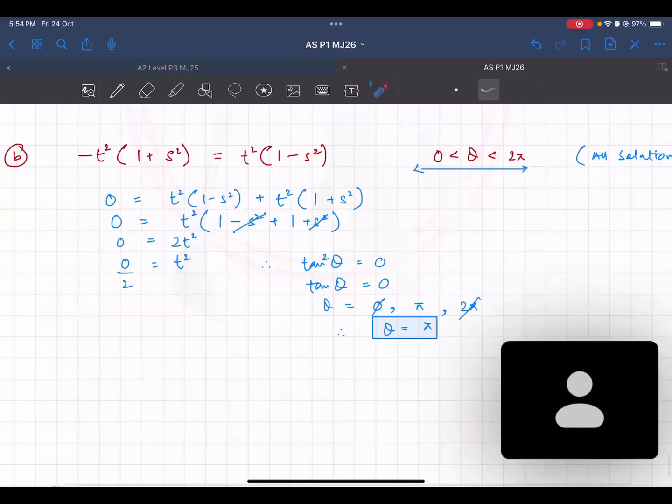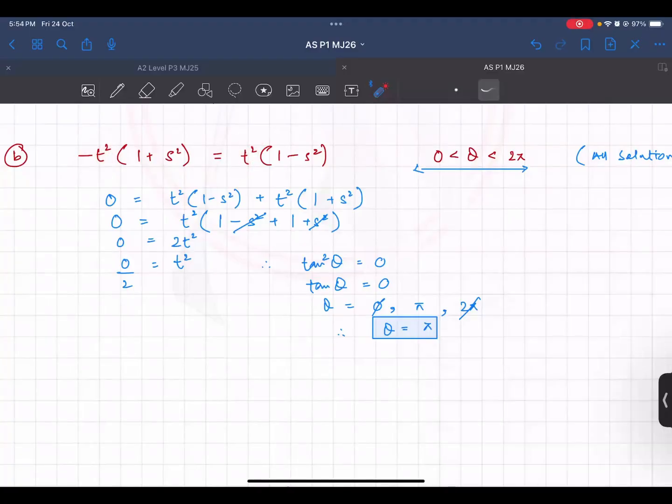There are many ways to simplify. I try to not cancel out things directly, because if you would have cancelled this out, you won't have gotten anything out of it. 1 plus sine square is equal to 1 minus sine square. Sorry, this is minus. If you would have cancelled this thing like this, your equation would have had no solutions. That's why always try to keep things as they are, and try to simplify without cancelling out, and then see if you get any other solutions as well.